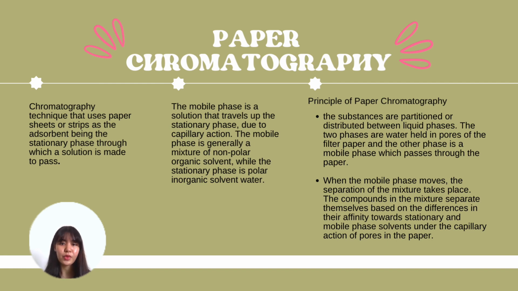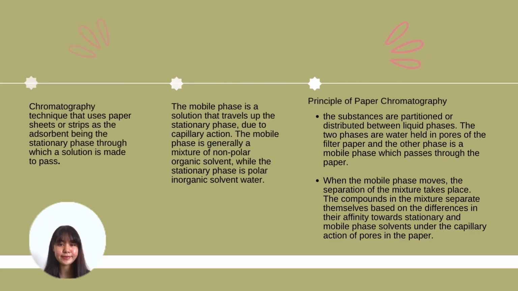such as water. The principle of paper chromatography is that the substances are distributed between liquid phases. The two phases are water held in the pores of the filter paper, and the other phase is a mobile phase which passes through the paper. When the mobile phase moves, the separation of the mixture takes place. The compounds in the mixture separate themselves based on the difference in their affinity towards stationary and mobile phase solvents under the capillary action of pores in the paper.